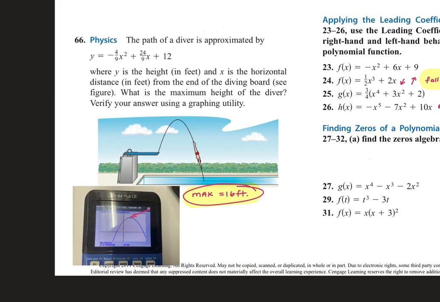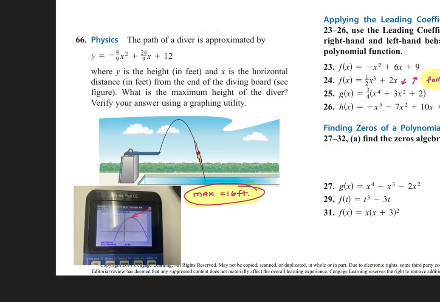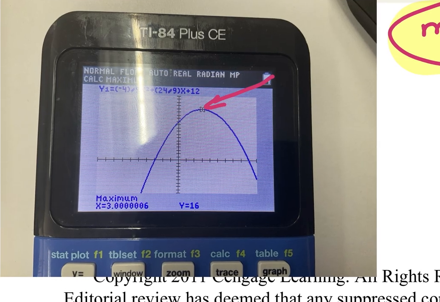Just kidding. Okay, so it says the path of the diver is approximated by y equals, and then it gives you the function where y is the height and x is the horizontal distance in feet from the end of the diving board. What's the maximum height of the diver, and verify your answer using your graphing utility. It's going to be very similar, in which it gives you a real world scenario and it gives you some nasty function that you have to type into your calculator, right? So I typed it into the calculator and it looks like this.